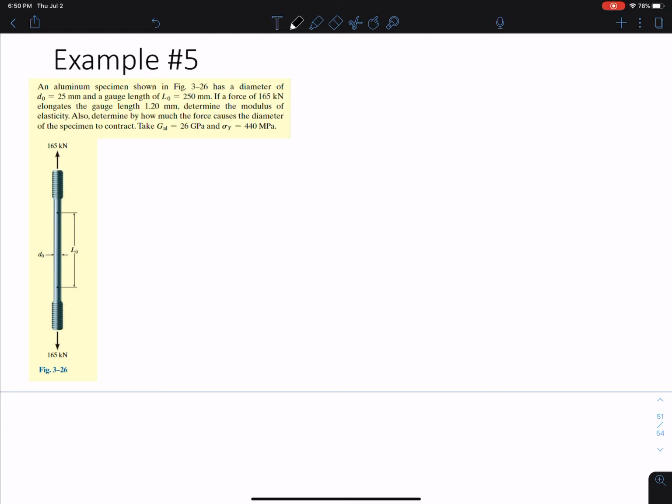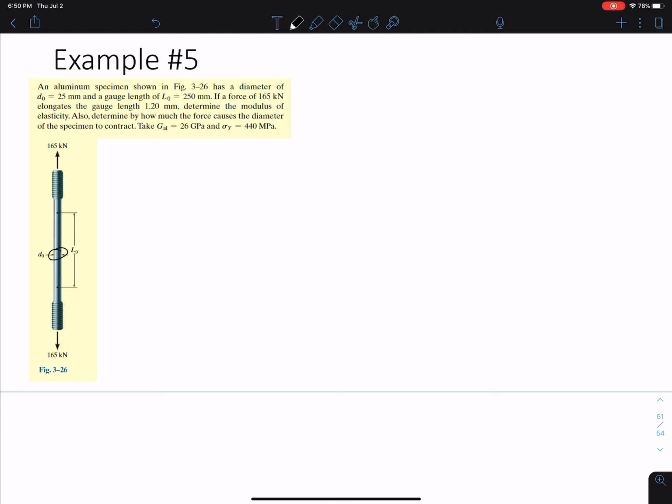All right, last example: we have an aluminum specimen with a given diameter and gauge length, and we're pulling with a force of 165 kilonewtons, and we elongate the gauge length by 1.2. Determine the modulus of elasticity, and also determine by how much the force causes the diameter of the specimen to contract. So what's happening here is we're pulling on the bar, and as we pull, the diameter gets smaller in the middle, right? So let's start by figuring out what we need to find.